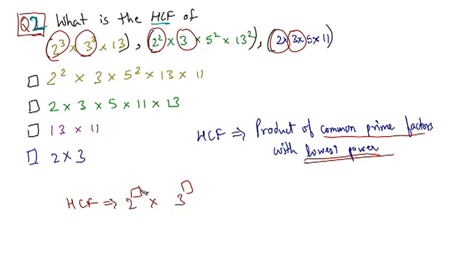So what is the lowest power of 2 amongst all of these 2's? So the lowest power of 2 is 1. So we have 1 here. What is the lowest power of 3 amongst all of these 3's? So again the lowest power of 3 is 1. So the answer is 2 into 3.